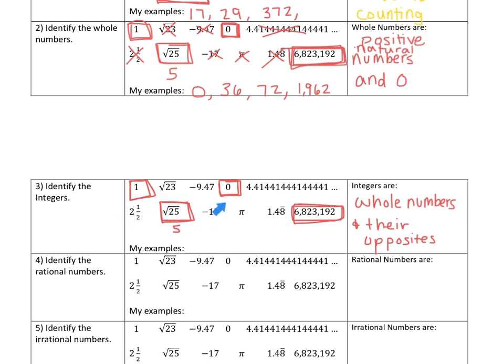Negative 17. Is that the opposite of a number we would normally count? And the answer is yes. We would normally count the number 17. This is the opposite because it's a negative. The opposite of a positive is a negative. So now that is included. Pi is a decimal, so we would not include that. And same thing with 1 and 48/100ths repeating. So X these out. They do not work.